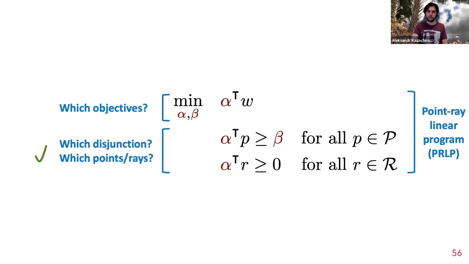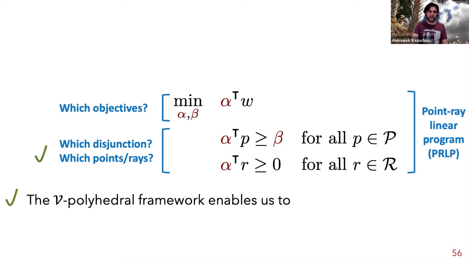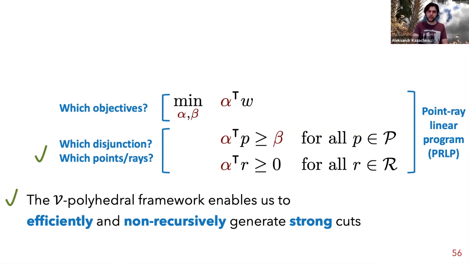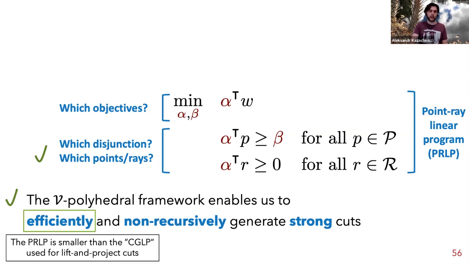I won't go into too many more details about the other aspects, but I do want to say that overall, the framework that we suggest does enable us to efficiently and non-recursively generate strong cuts. And what we show in the paper is first, as we mentioned before, the PRLP is smaller than the lift and project LP, the method that is used to generate lift and project cuts. So computationally, there are advantages.